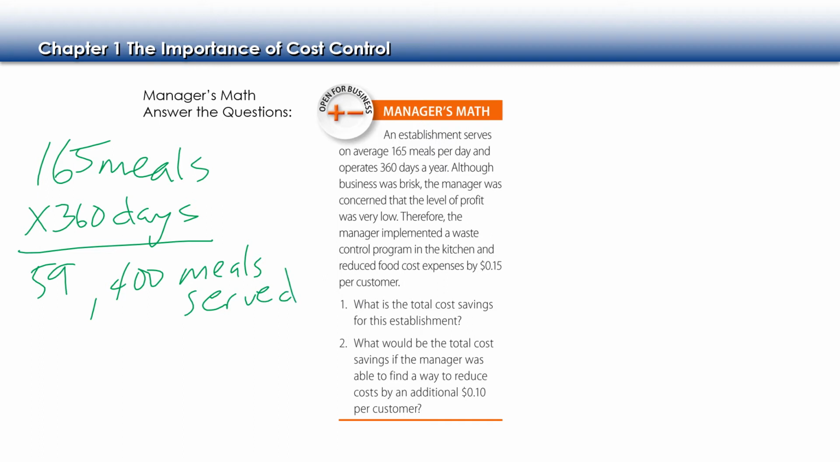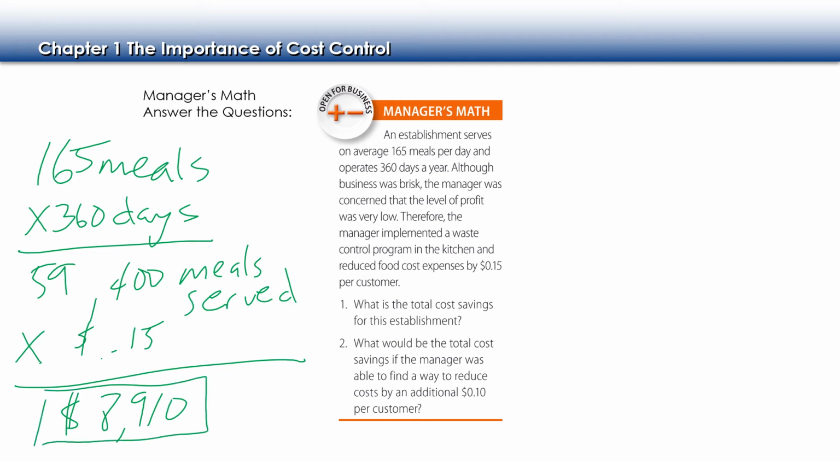Well, if a manager wants to decrease that cost by 15 cents, so we're going to multiply by 15 cents per meal. Now that gives us a total cost savings of $8,910. That's a pretty significant savings just by decreasing the cost by 15 cents. That could be revising the menu, that could make sure that we are actually charging for beverages when the beverages are served. There's lots of different ways that we can maybe consider doing that.